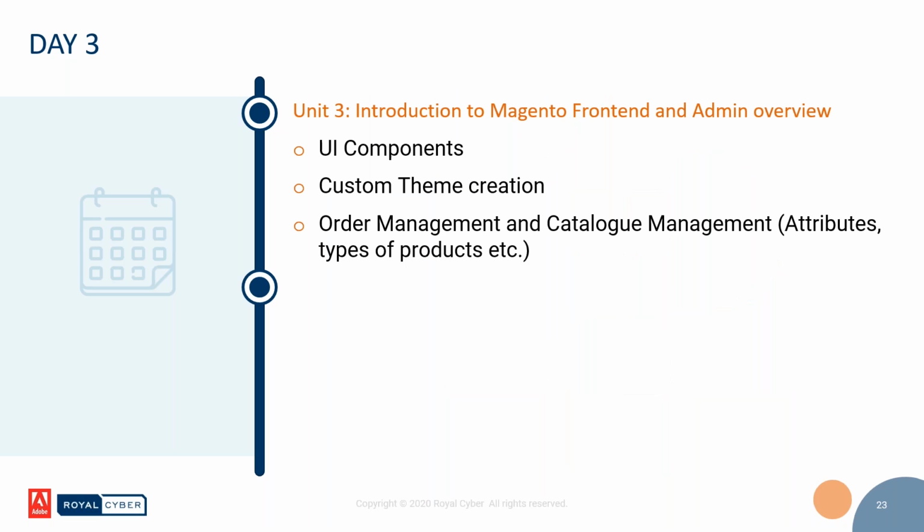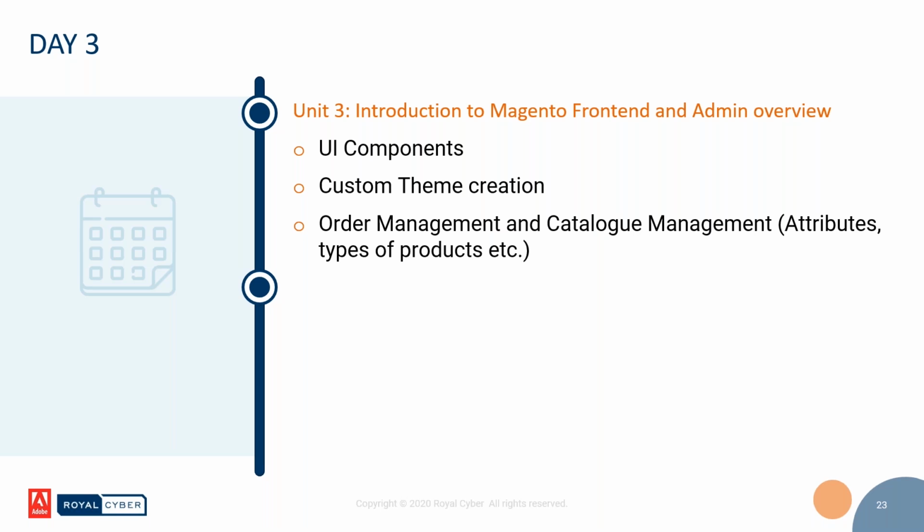Jumping on to day 3, we'll be going over the introduction to Magento front end and admin overview. We will look into the Magento UI components, the custom theme creation and installation, the order management and catalog management. So under the UI components, we'll look at admin and front end UI component features and examples. We'll be looking over 2 to 3 examples. On the theme creation side, we'll learn how to create a new custom theme and how to install it into the Magento instance that we have already built.